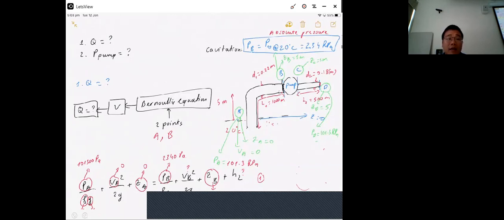So to find Q, the volume flow rate, we have to choose 2 points to write the energy equation. It's similar to question 2 today. To find Q, you choose 2 points with nothing between them. It means no pump, no turbine, no added energy, no extracted energy. So you can choose point A and point B, or point C and point D, because between A and B or C and D we don't have a pump.